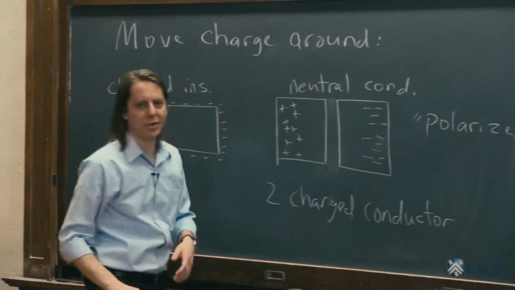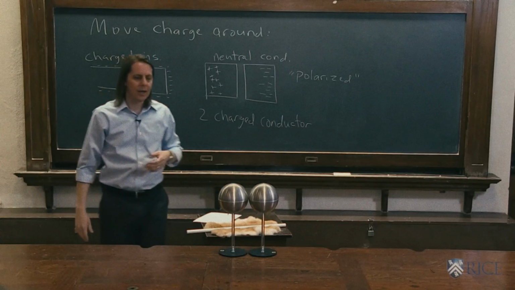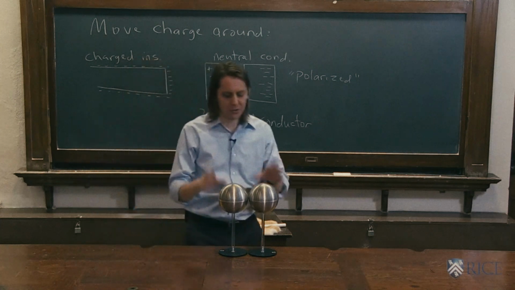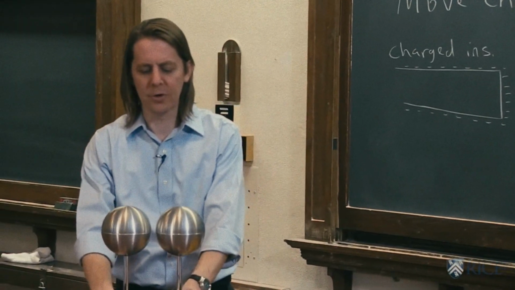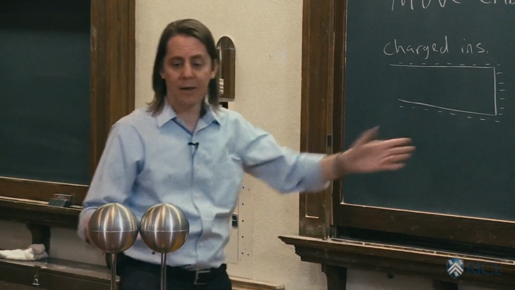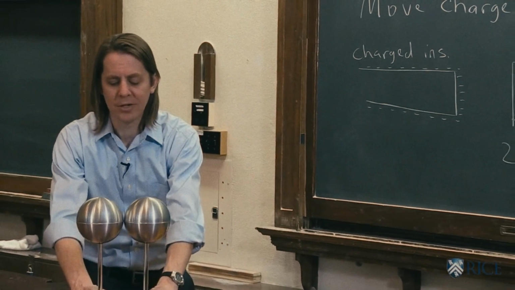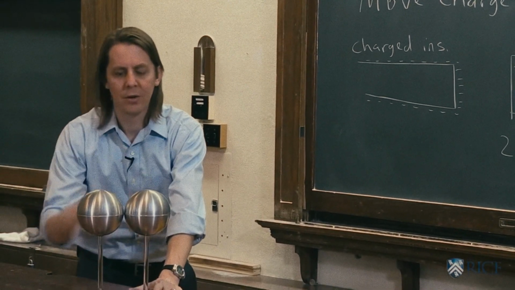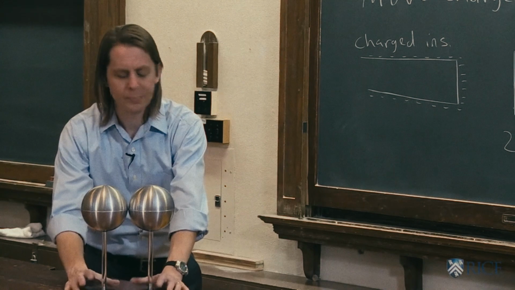This is called charging by induction. So let's look at doing this in the real world. I have two aluminum spheres here. These are going to act as the neutral conductor. To separate them, all I have to do is pull them apart. Even though they're just barely touching, that's good enough to let free electrons flow from one to the other.